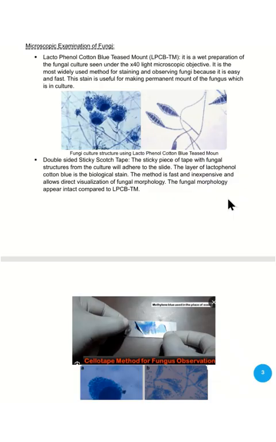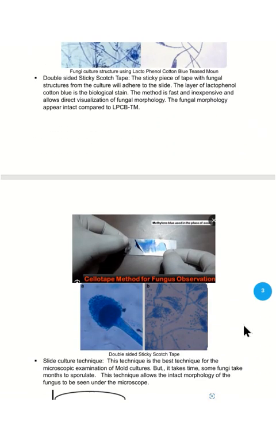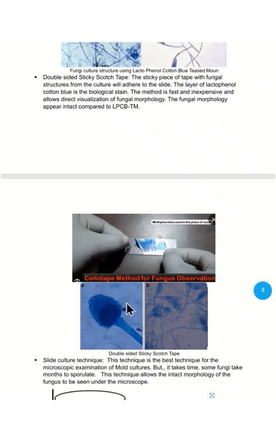Then you see it under the times 40 light microscope. You can see again the intact hyphae, the conidia, the conidiophores, the stolons, and so on. So you can study the morphology of the fungi, especially the filamentous fungi.